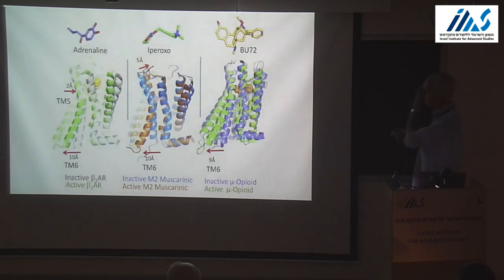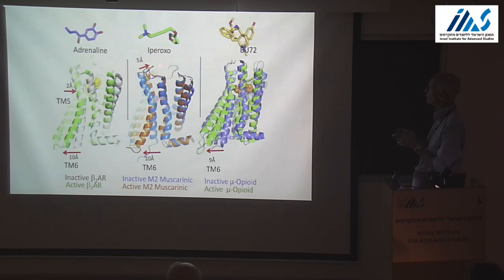So here are the three receptors, adrenaline and iperoxo. So this is an acetylcholine receptor. This is a super agonist for this muscarinic receptor, and this is an opioid. The binding pockets here are largely polar interactions with these flexible ligands, and the binding pocket here is largely nonpolar interactions. The major change here is in transmembrane 5.